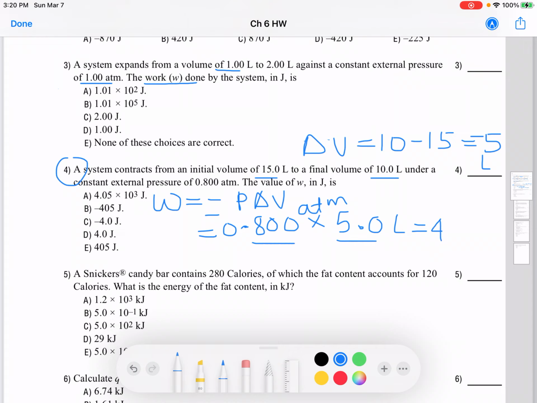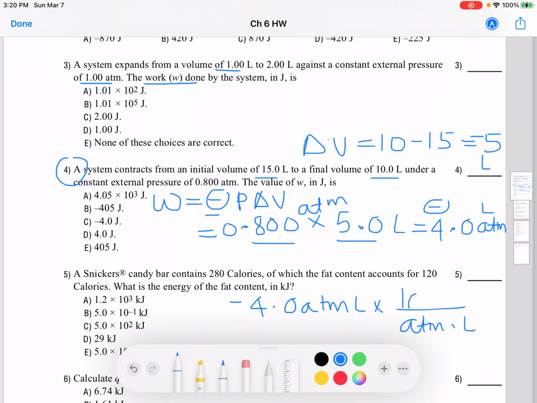3 significant figures, 2 significant figures. We're going to keep the answer in 2. 4.0 ATM liters. But we need to convert this into joules. How do you convert it to joules? Remember, we have a negative sign right there. We have to carry that negative sign. 4.0 ATM liters. And ATM liters equals 101.3 joules. So 4 times 101.3, and you have to represent it with the proper sign. Okay, so you will find the answer for that.